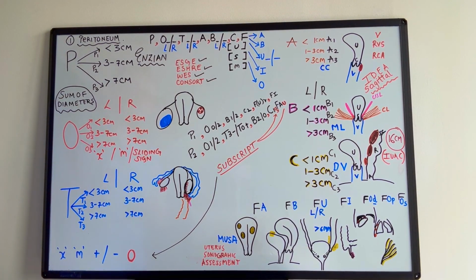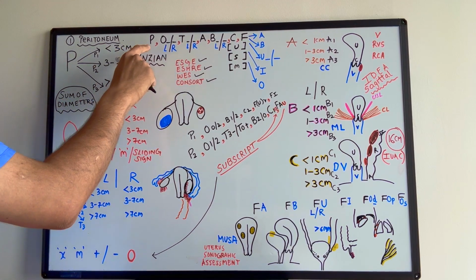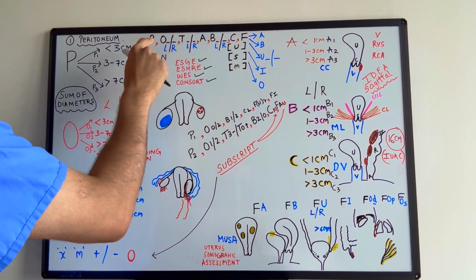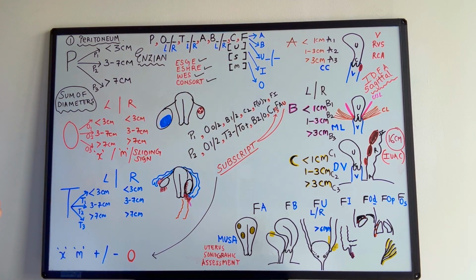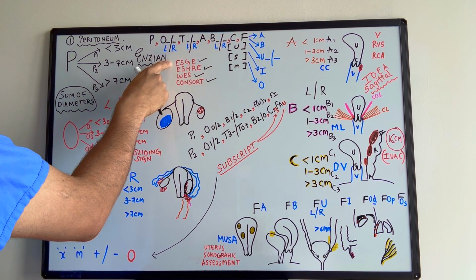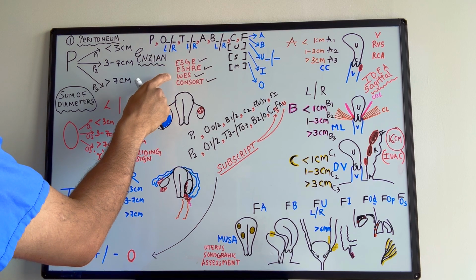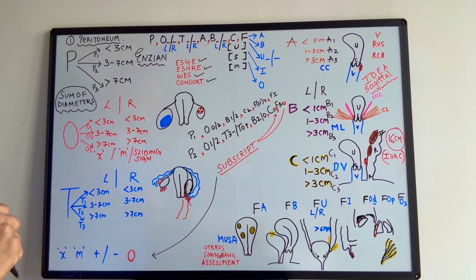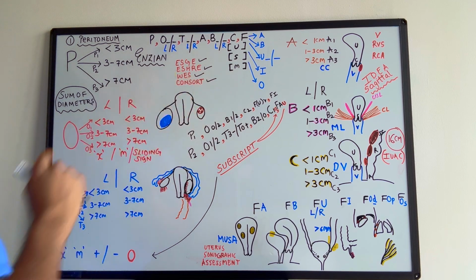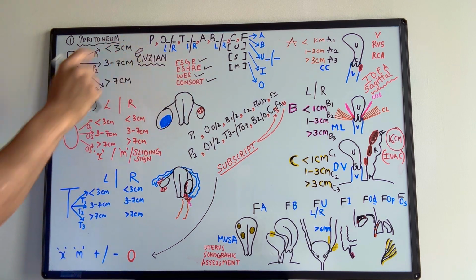Let's understand Enzian classification in detail. It consists of P, O, T, A, B, C, F. It's been given by ESGE, ESHRE, the World Endometriosis Society, and the Consolidated Standards for Regulating Trials. So let's understand the letter P first.